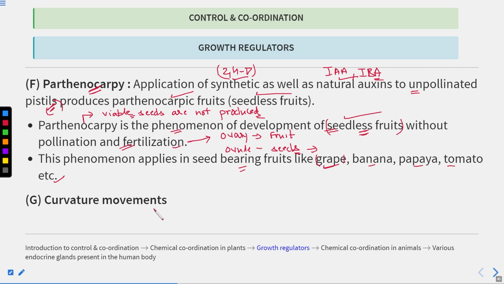Next is the curvature movement. The next function of auxin is the curvature movement. And this curvature movement, we have already seen, is due to differential growth.